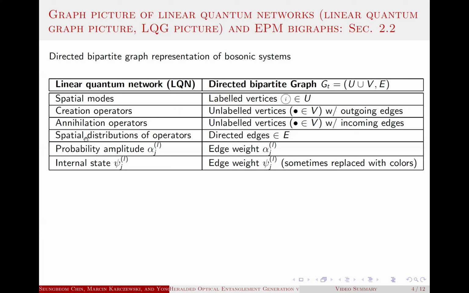And spatial distributions of the operators are presented with directed edges, and their probability amplitude and internal states related to the spatial modes are denoted with edge weights alpha and psi. These are, in general, complex numbers, but for the case of internal state, since we are mostly working on a specific computational basis, these weights are replaced with colors like red and blue.